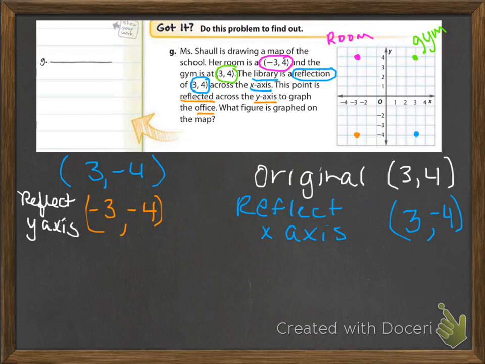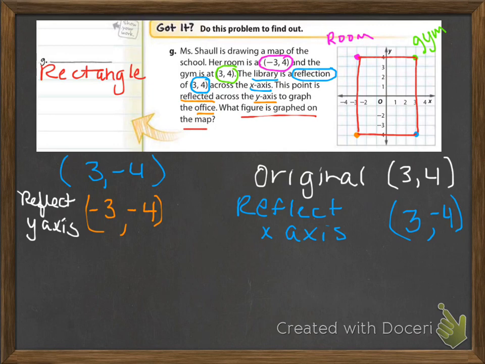Okay. Now we're going to look at the very last piece, or the very last question, and it says, what figure is graphed on the map? Well, we could connect those dots, which you should do here. And if you connected those dots, you can see that the figure is going to be a rectangle. So you want to write rectangle on the line right there for G.